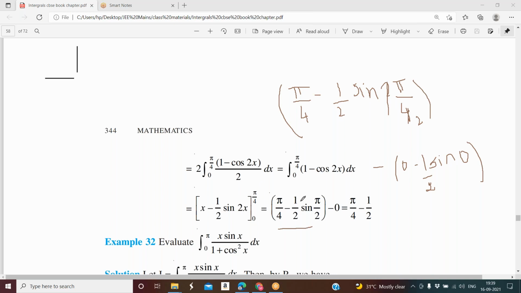So this is the answer. Simplify, sine 90 value is 1. So pi by 4 minus 1 by 2 is the answer. You can further simplify, you can take the common denominator as 4. So pi minus 2 by 4 is the answer. Is it clear to you?